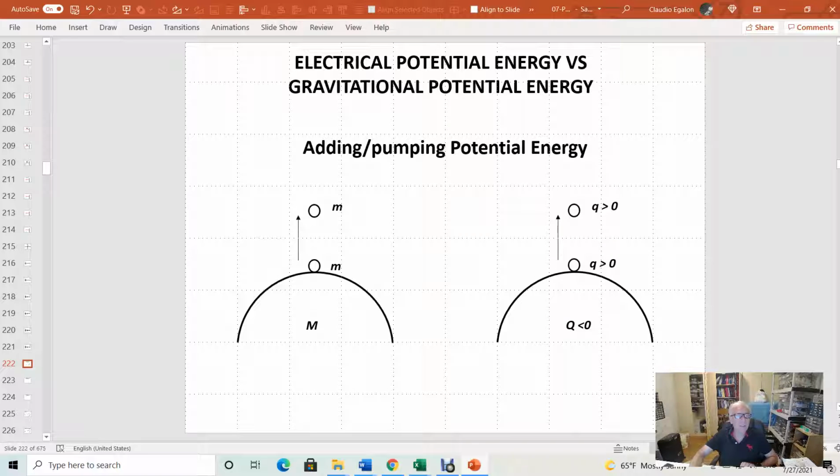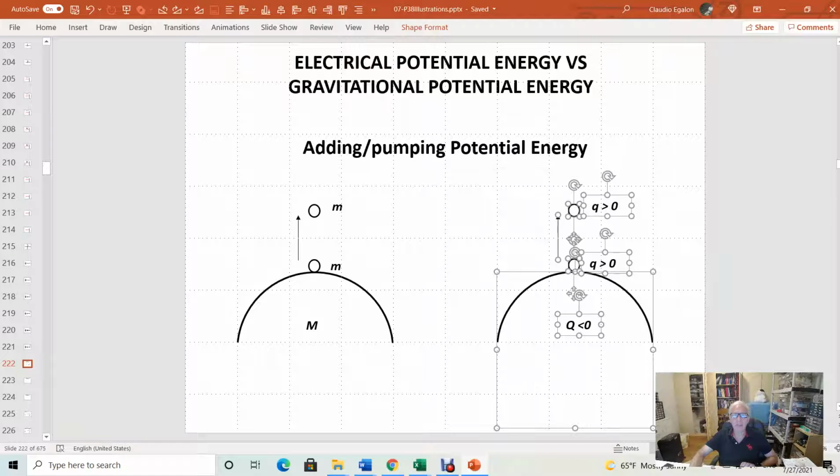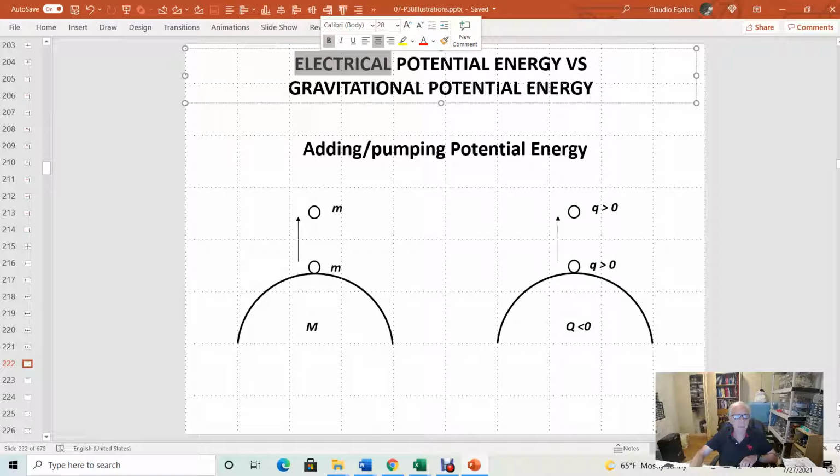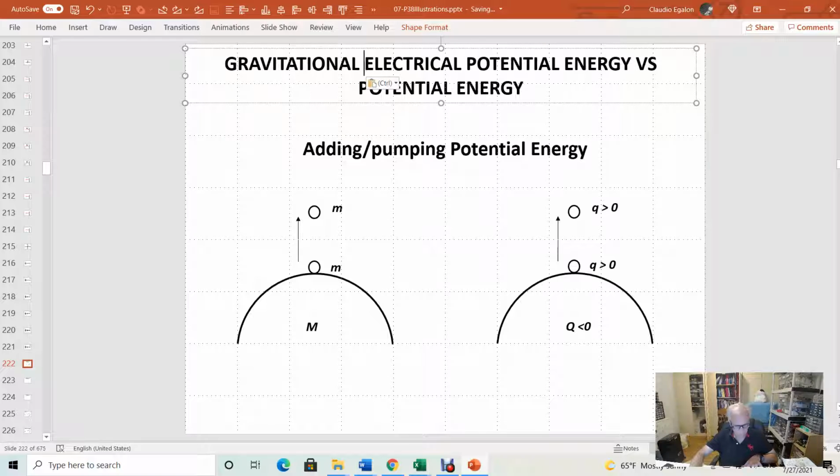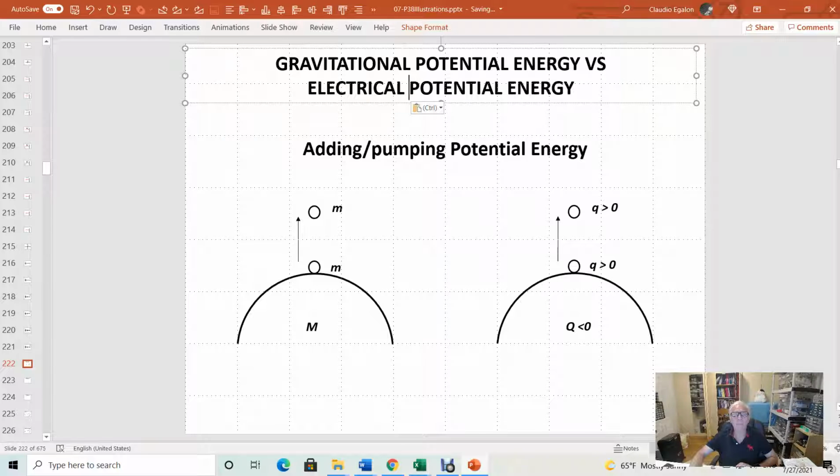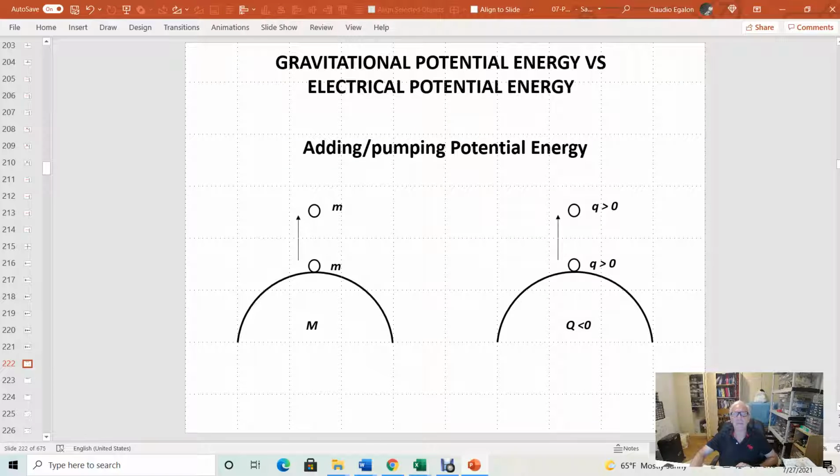And here is gravitational potential energy. Here is electrical potential energy. So let's put that here. Let's put the gravitational potential energy first, because that was the first one that we saw. Gravitational potential energy, electric potential energy. That's the type of illustration that you have to have in mind.